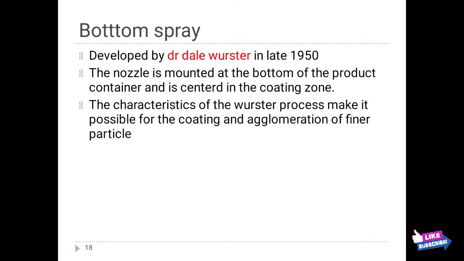Now move towards the bottom spray. Bottom spray was developed by Dale Wurster in the late 1950s. That's why bottom spray is also known as the Wurster technique, because it was discovered by Dr. Dale Wurster. And the nozzle is mounted at the bottom of the product container and is centered in the coating zone. The characteristics of the Wurster process make it possible to do coating and agglomeration of finer particles.